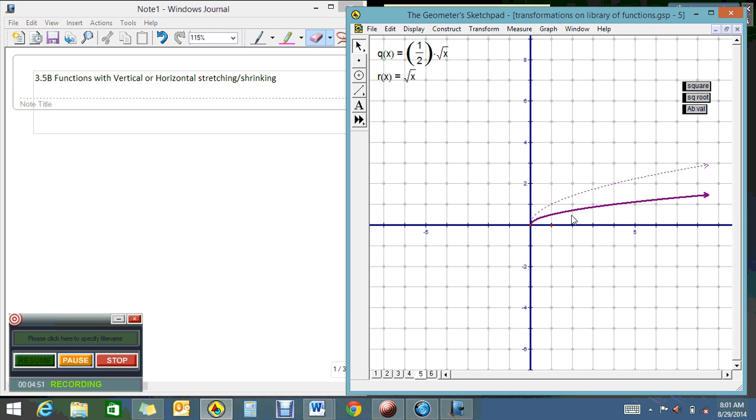When I look here, I can see on the graph it's half as big, but these aren't nice numbers to work with. But the square root of 4 is 2. That's our parent function, and half of that would be 1.